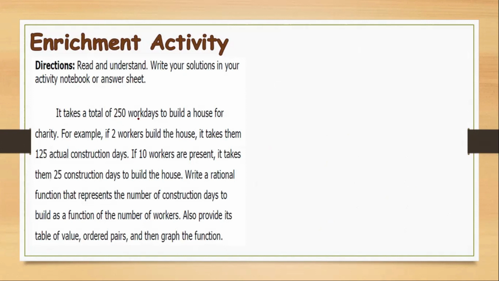It takes 250 work days to build a house for charity. For example, if 2 workers build the house, it takes them 125 actual construction days. If 10 workers are present, it takes 25 construction days to build the house. Write a rational function that represents the number of construction days to build as a function of number of workers. Also, provide its table of values, ordered pairs, and then graph the function. Okay? So, please try to do this on your own.